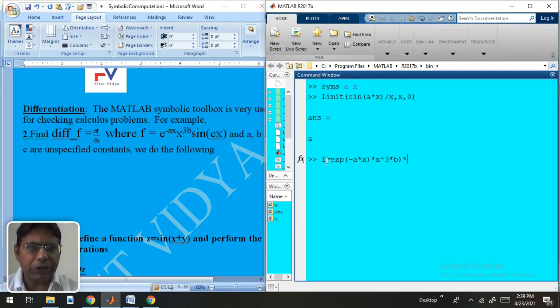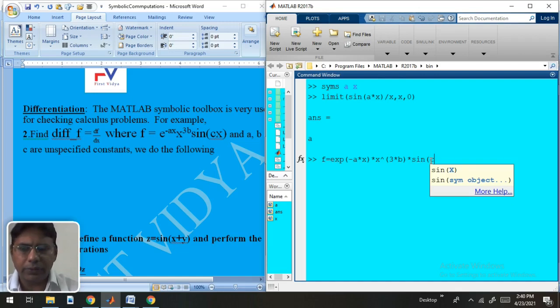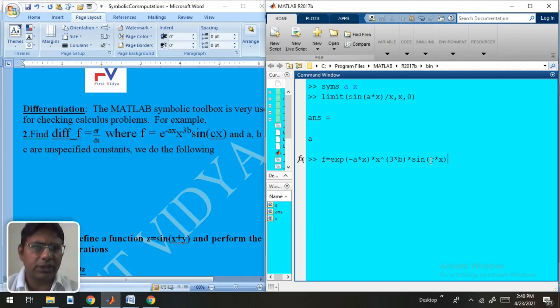And then again we have to multiply, and then sine c into x. So let's see, here we have written the function e to the power minus ax, x to the power 3b, sine cx. Okay, so it's giving an error because it's not recognizing b.